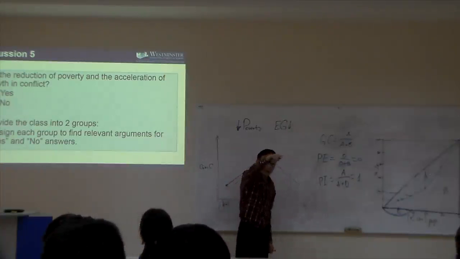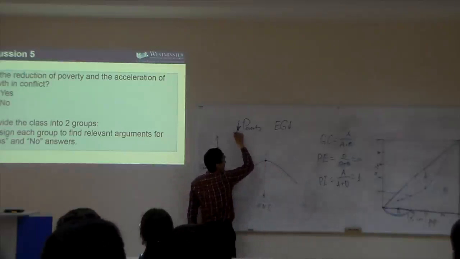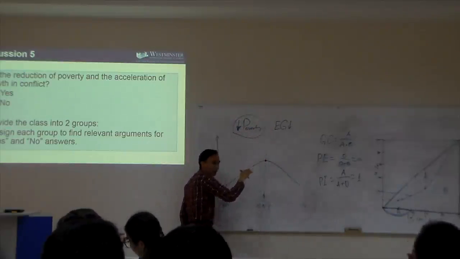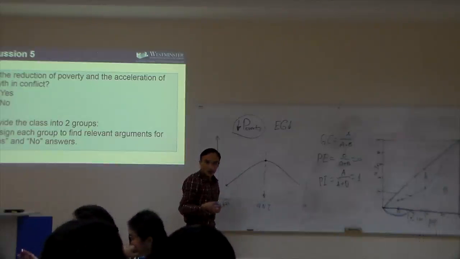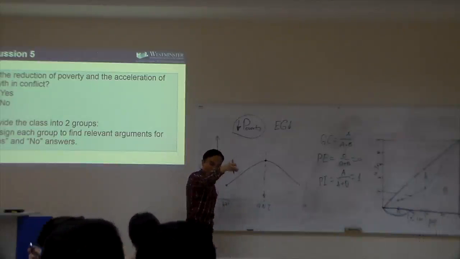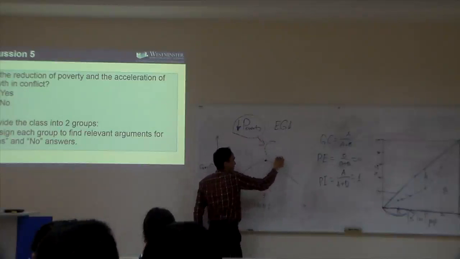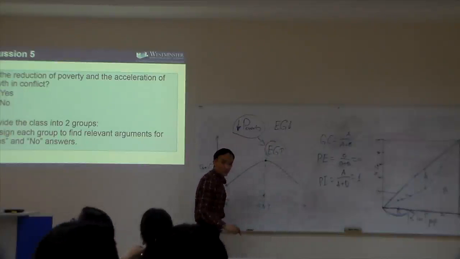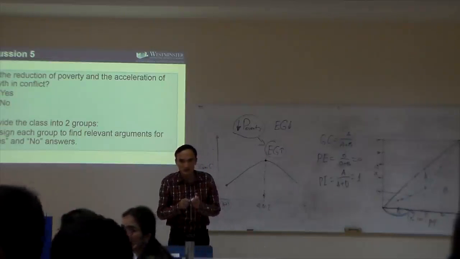But Group B, you should say, if a country decides to reduce poverty, it will not slow down economic growth, but it will increase economic growth. Do you understand? Group A should say it will slow down, but Group B should find arguments that it will not slow down, or may even increase economic growth. I think 2 minutes will be sufficient for this discussion.